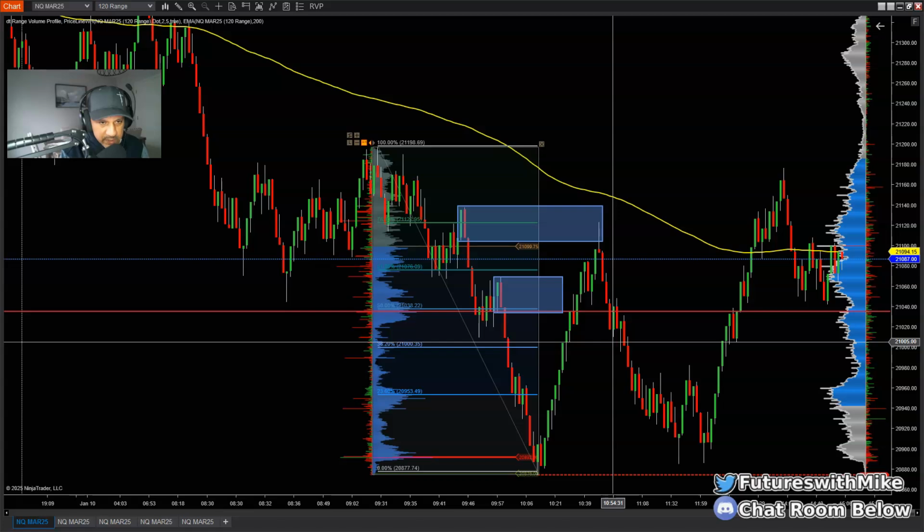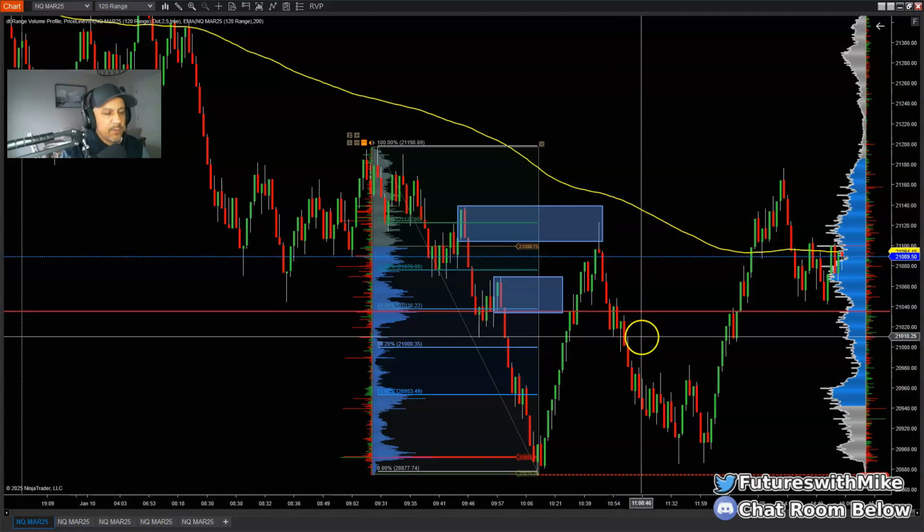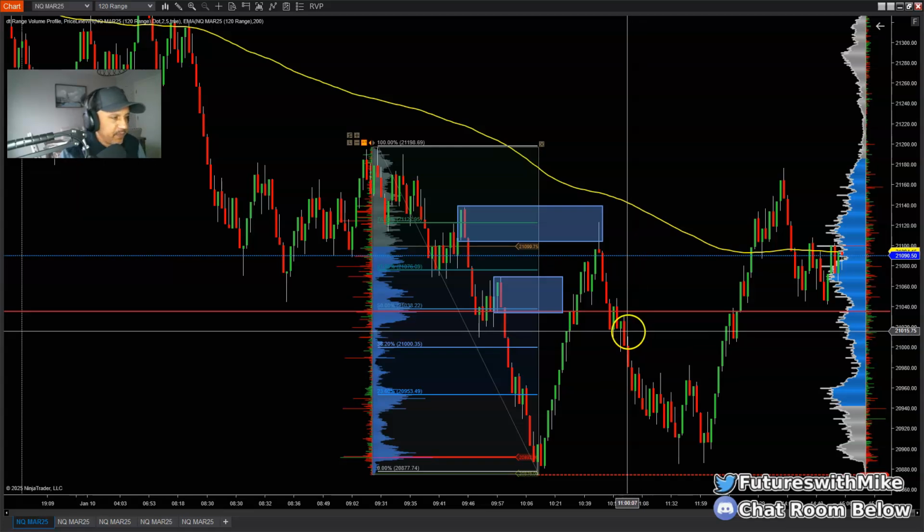It gives me more confluence, because I always talk about the more confluence you have, the better your trade is going to work out in your favor. So bringing all this stuff together helps me decide and make a decision: should I go short or long in certain key areas?